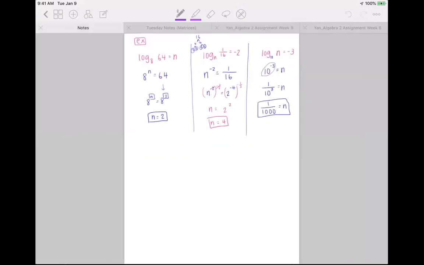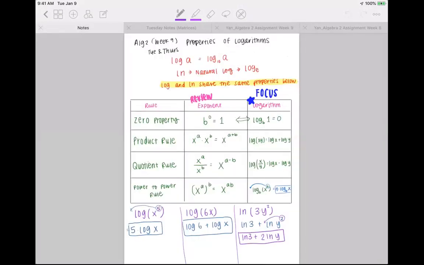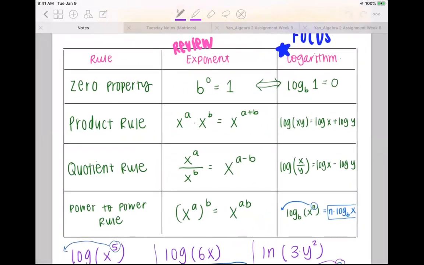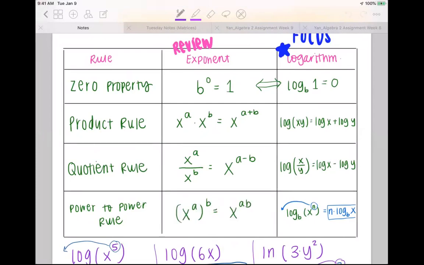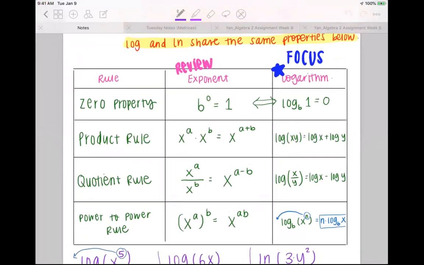Okay, so day 2 and day 4, Tuesdays and Thursdays, there are 4 rules that you have to know before you do any of those questions. And again, in the video, I told you guys that the middle column is just review, and you don't really have to focus on that column. The only column I want you to focus on is this focus, logarithm column.